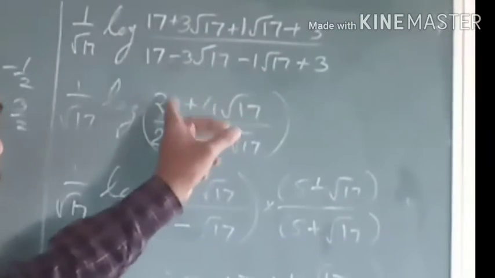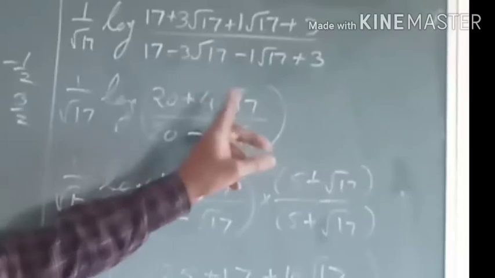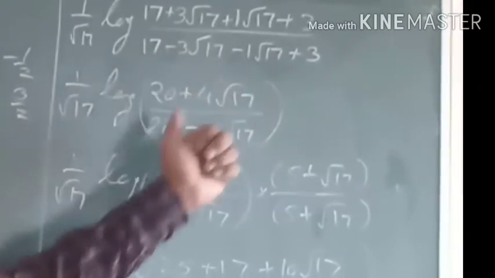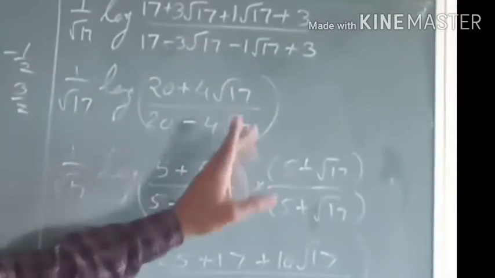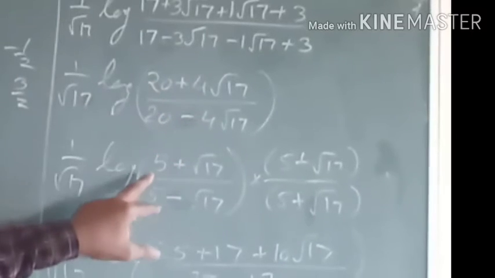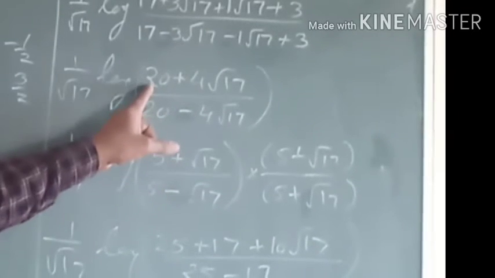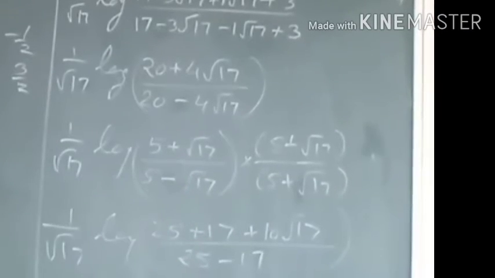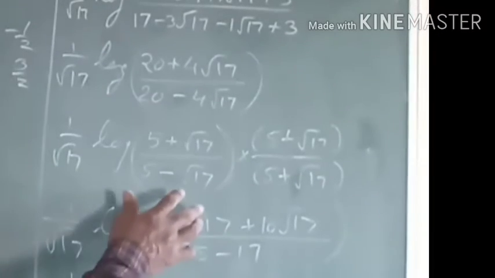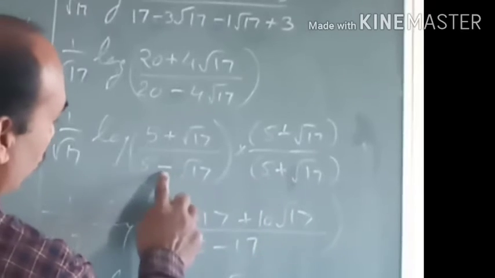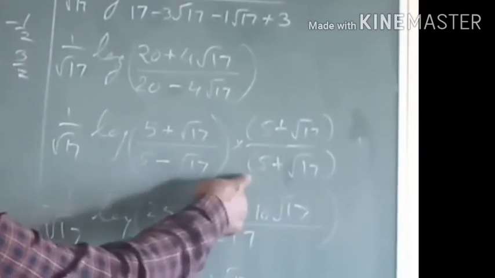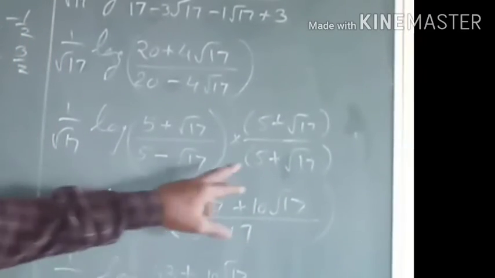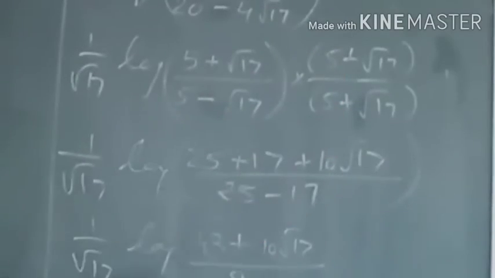17 plus 1 is 20, and 3 plus 1 is 4 root 17, same as the denominator 17 plus 3 is 20, and these are minus 4 root 17. 4 is common, so only 5 plus root 17, and here 5 minus root 17 remaining. Now once again rationalize. So this is 5 minus root 17, so multiply and divide by 5 plus root 17. Once again find the product.